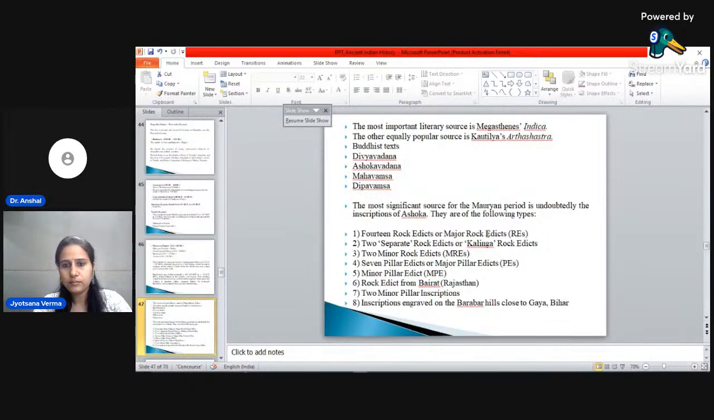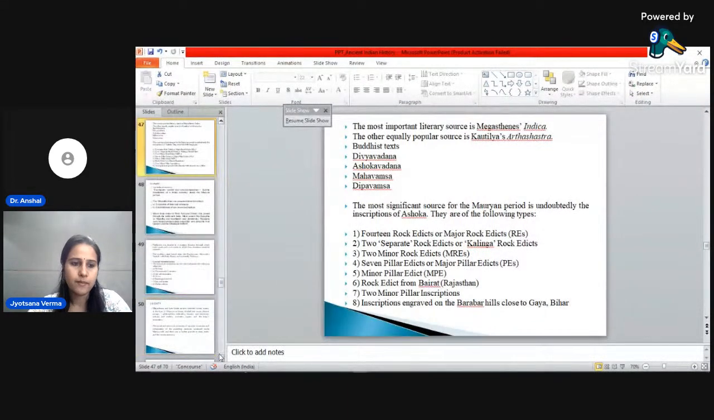These are of different types. In the first category are the 14 rock edicts, also called the major rock edicts, and next two separate rock edicts, the Kalinga rock edicts, and two minor rock edicts, seven pillar edicts or major pillar edicts, minor pillar edicts, minor rock edicts, and two minor pillar inscriptions in the Barabar hills close to Gaya. These are the inscriptions and also archaeological sources of the Mauryan period.